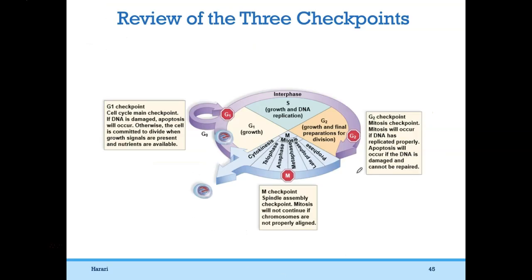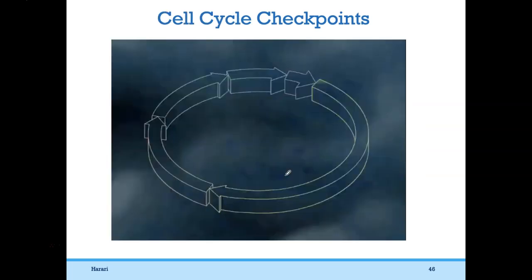So here's a review of the 3 checkpoints that are brought up in your book. The G1 checkpoint makes sure that DNA isn't damaged, so it's committed to duplicating. The mitosis checkpoint makes sure that all of the DNA has been replicated properly. And then within mitosis, you have the metaphase anaphase checkpoint, which is called the spindle assembly checkpoint. You want to make sure that all the chromosomes are attached to the microtubules and that they're properly aligned in the center of the cell. So let's watch a quick video on cell cycle checkpoints.